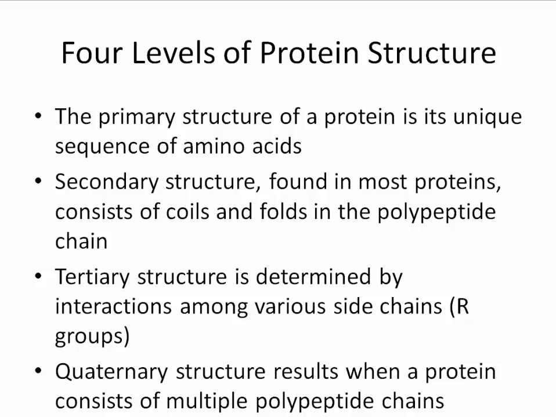And the secondary structure is found in most proteins, and it consists of coils and folds in that primary structure polypeptide chain. And the tertiary structure is determined by interactions between the various side groups, the side chains that each amino acid has. And the quaternary structure results when a protein consists of multiple polypeptide chains. Okay, so we're going to look at this one by one.